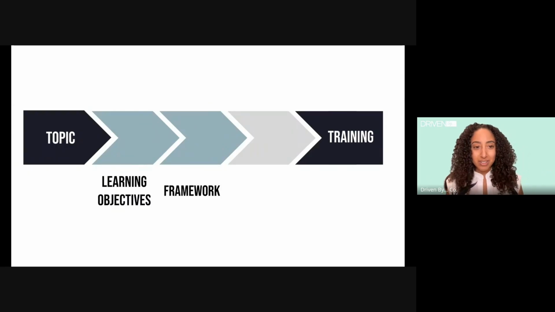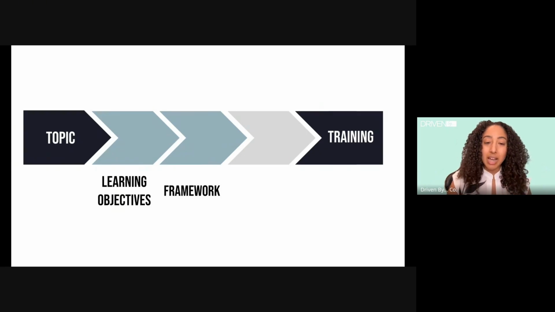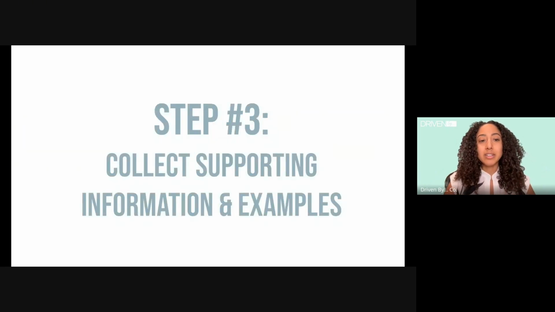So in the process of going from topic to training, you've now identified your learning objectives, you've built out a framework, and step 3 is collecting supporting information and examples. This is filling in the blanks with the use of examples, statistics, stories. And what you would do is generally research or review notes that you have on this, going to collect photos. And once you have all of that, you can plug that into your PowerPoint presentation.